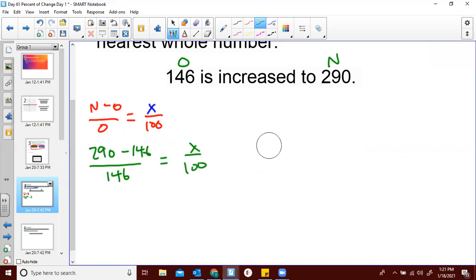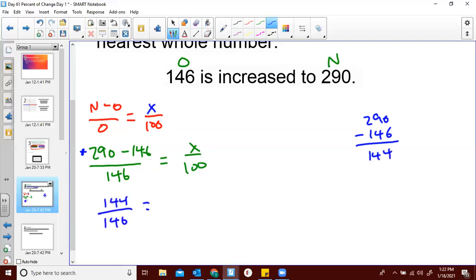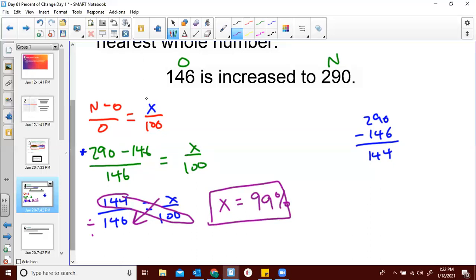From here, you're pretty much pros at cross multiplying, but you have this little piece that we might want to simplify first. Off to the side, 290 minus 146 is 144. Then I'll have 144 over 146 equals x over 100. All you have to do is cross multiply and divide by x's partner, and you will see that x equals 99%. I didn't worry about any decimals because it says to the nearest whole number.